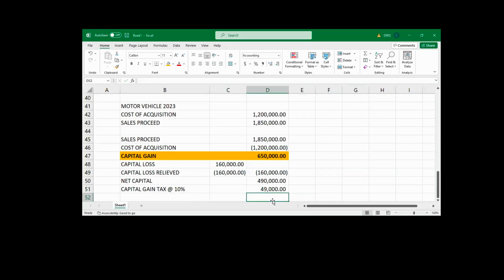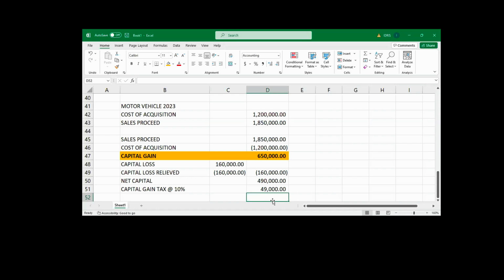What we are saying is, if you make a capital loss from disposal of an asset, according to Finance Act 2023, you can relieve it against a capital gain you make from disposal of the same class of asset. Mind you, if I made a loss from disposal of a motor vehicle and I also make a gain from a motor vehicle, they are the same class. But if you make a loss from disposal of a motor vehicle, you cannot relieve it against a gain from disposal of land and building. It's not allowed. Do you understand?